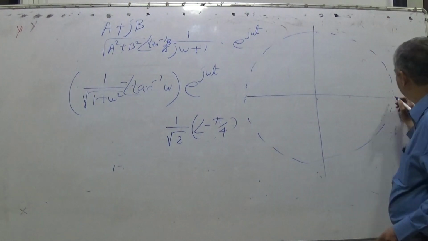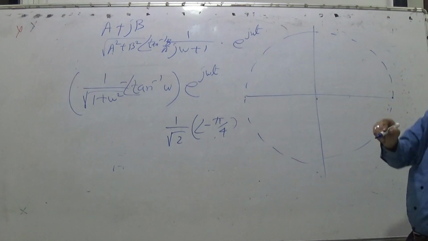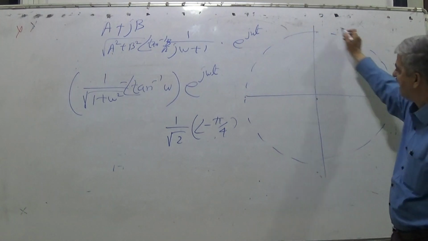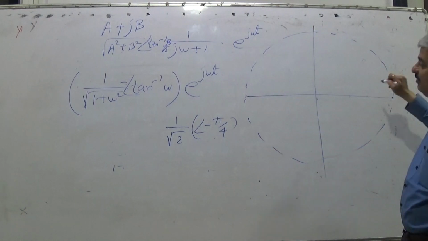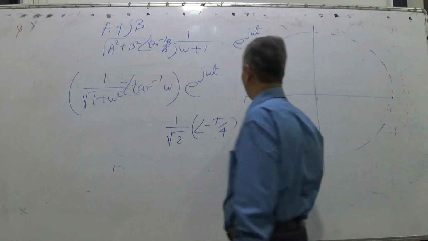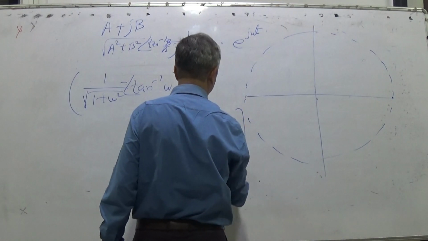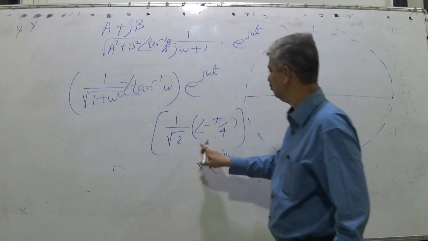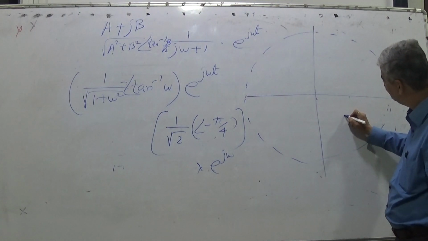So what is the input? The input is rotating. What is the input? e raised to j omega t. It is rotating at an angular speed of omega. What is the output? The output is this times e raised to j omega t. What is this? 1 upon root 2 angle minus pi by 4. So it is this point.